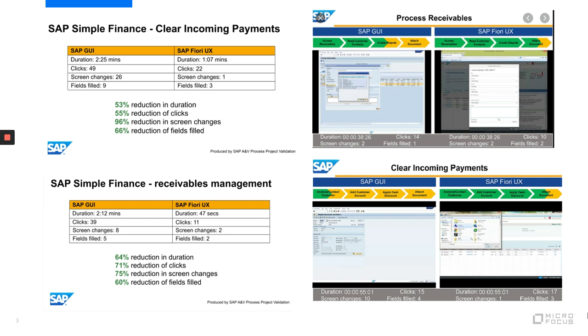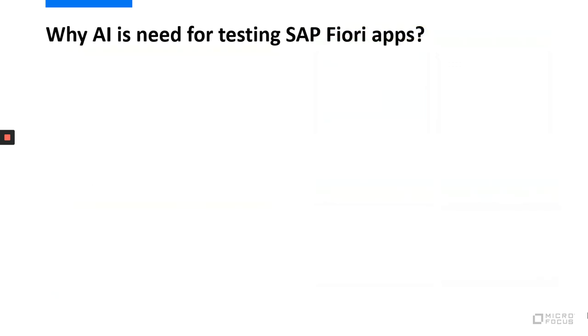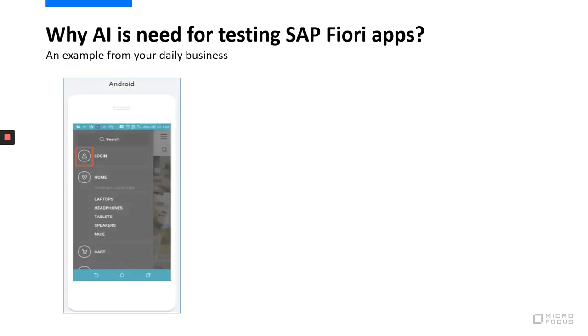But to get there, you have to invest a bit of effort in designing, developing, and also validating and testing the apps. And there's a big challenge. So basically, that's where you would need AI to support you during the SAP transformation towards Fiori. Here's an example from daily business.